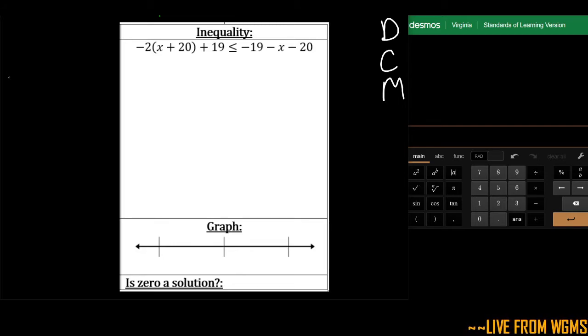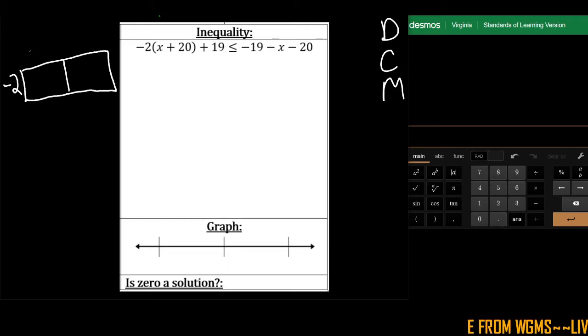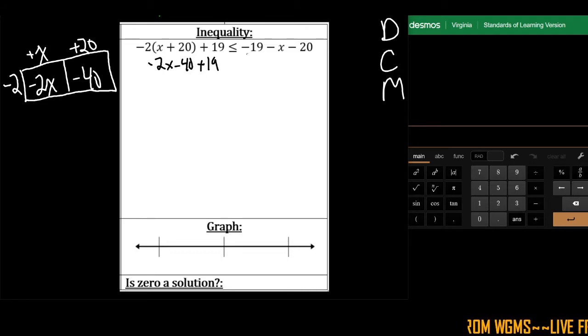So I'm going to now take -2 times each of the values inside the parentheses. So I have a positive 1x and a positive 20. Multiply these together, I get -2x, and I have a -40. So I can rewrite my inequality like this. I would say I have -2x minus 40, and everything else stays the same. So I have plus 19 is less than or equal to -19 minus x minus 20.